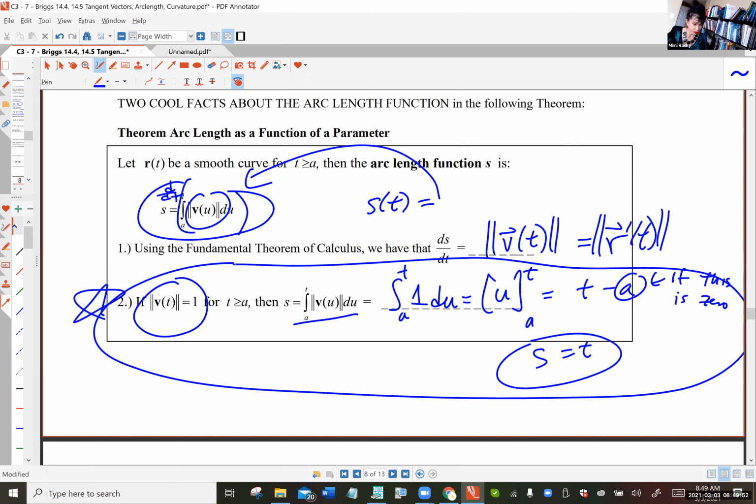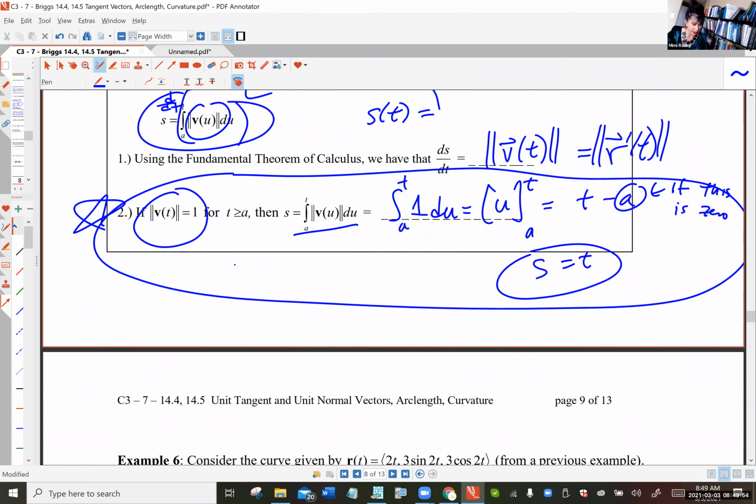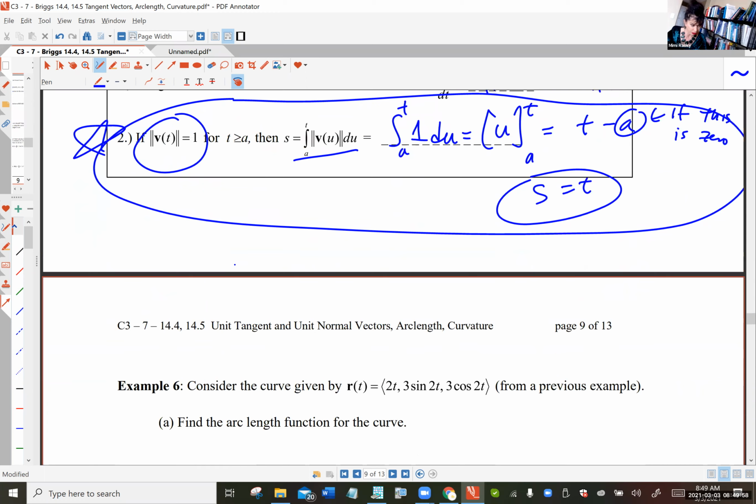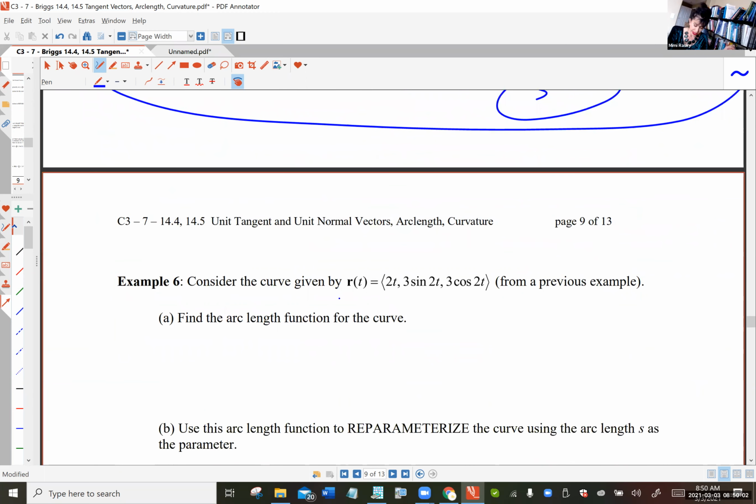Okay, so let's move on and just do some cute examples, and you'll do this in the homework too. I'm just going to walk you through how you do these problems. Here's a position function: r of t is 2t, 3 sine 2t, 3 cos 2t. And we did this problem already in a previous example.